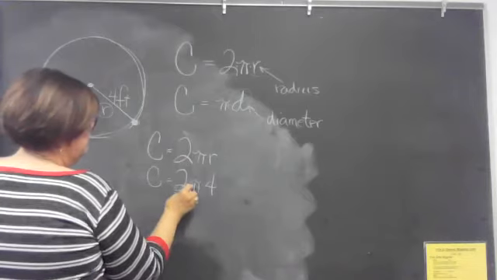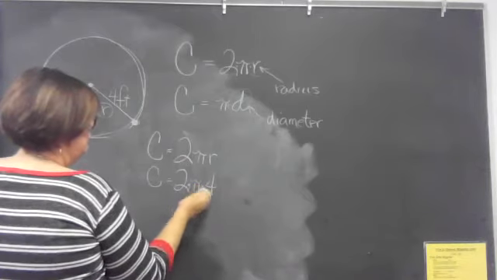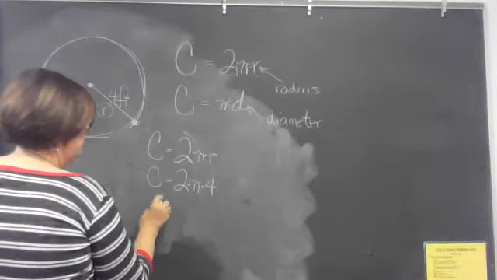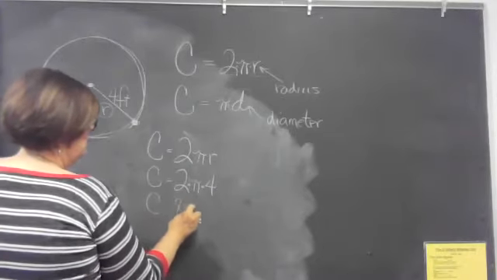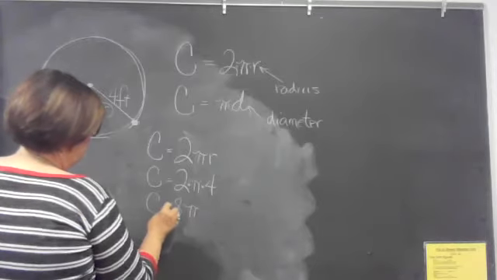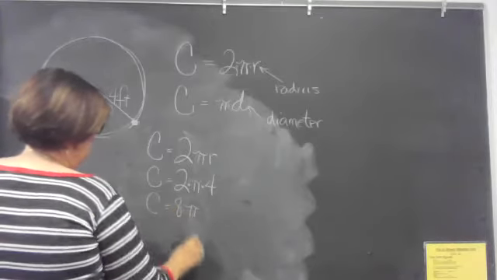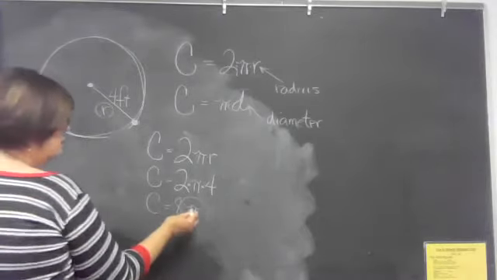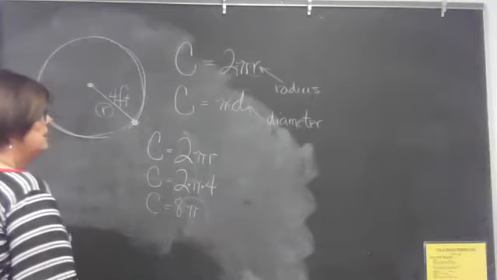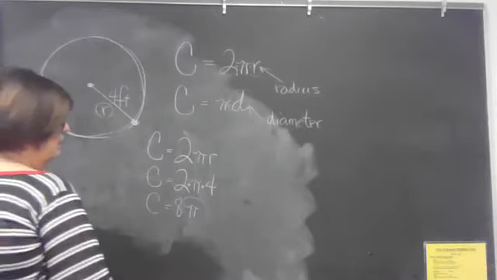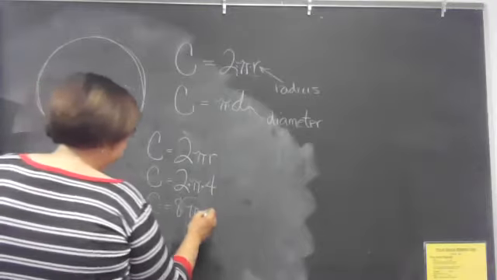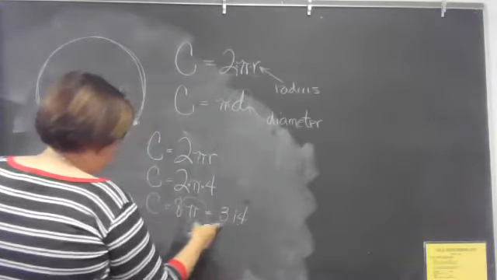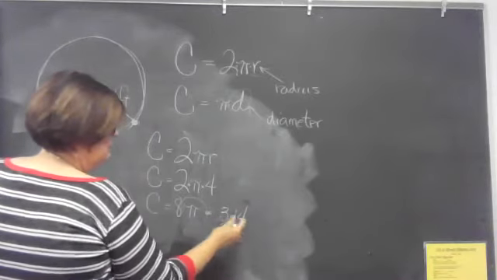Now, when everything is multiplied, you can move these numbers around. So I'm going to do 2 times 4 is 8 pi. Now let's stop here and talk about pi. Some of you already know what it is. Pi is a standard number in mathematics, and it is equal to approximately 3.14, which is very, very rounded.